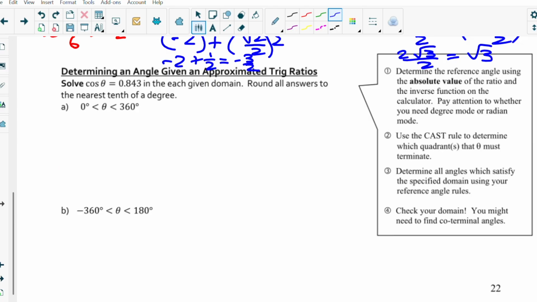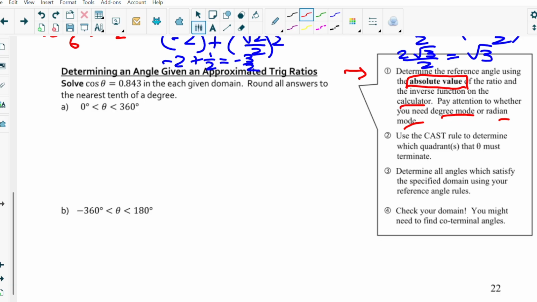Okay, determining an angle given an approximated trig ratio. First, let's take a look at the right here. It says determine the reference angle using the absolute value of the ratio and the inverse function on the calculator. Pay attention to whether you need degree mode or radian mode. This is very important. If you just punch a value straight into a calculator, the calculator will give you one value, but it won't consider where that value exists in the different quadrants.